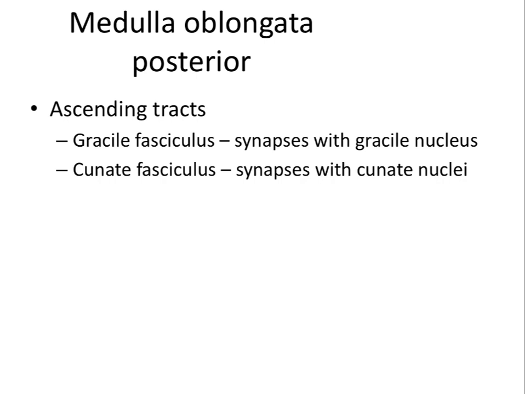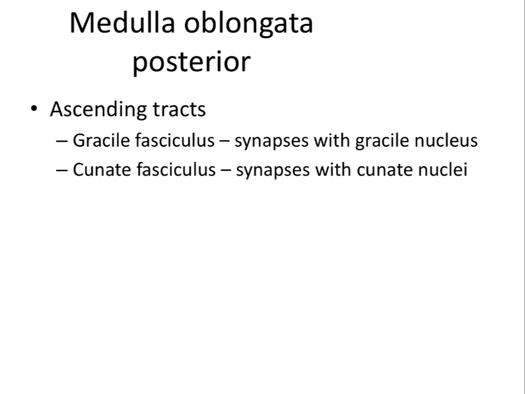I'm sorry, I wrote nuclei there. It's the nucleus. Information they are bringing up to the cerebrum will synapse on the posterior side of the cord in these nuclei, and the synapsed neurons form a tract that brings the information to the thalamus, where it gets processed and routed to the proper areas of the brain.